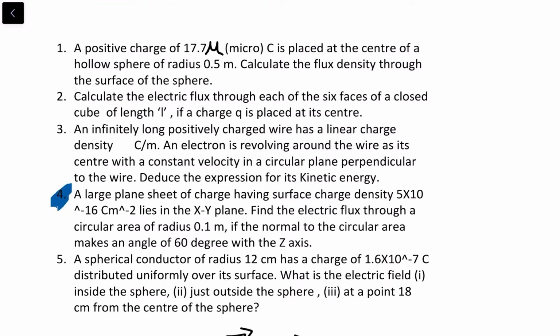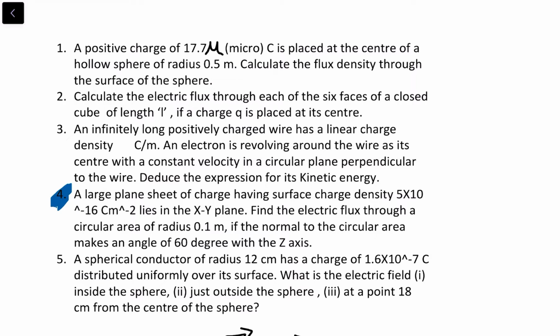A large plane sheet of charge having surface charge density 5 into 10 to the power of minus 16 coulomb per meter square lies in the xy plane. Find the electric flux through a circular area of radius 0.1 meter if the normal to the circular area makes an angle 60 degrees with the z-axis. So try to understand the problem.